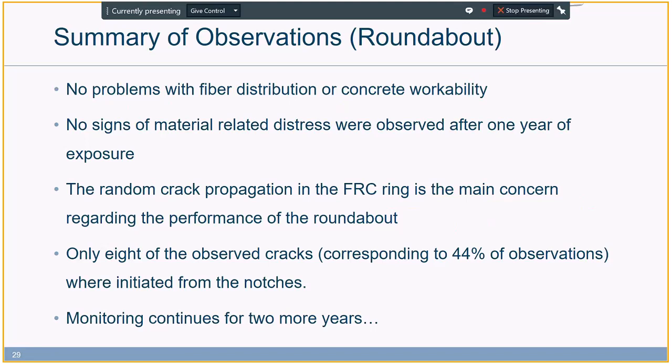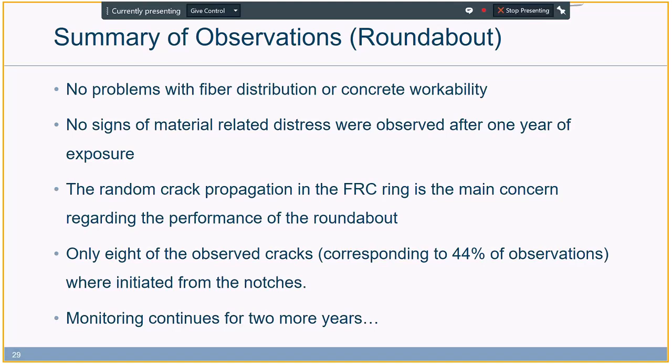And the only problem so far seems to be the random cracking in this FRC ring, which means that maybe considering the notches only might not be the most comprehensive and conclusive method for controlling the cracks in such designs, and this is going to need maybe further study to investigate different scenarios for controlling crack propagation in such projects.